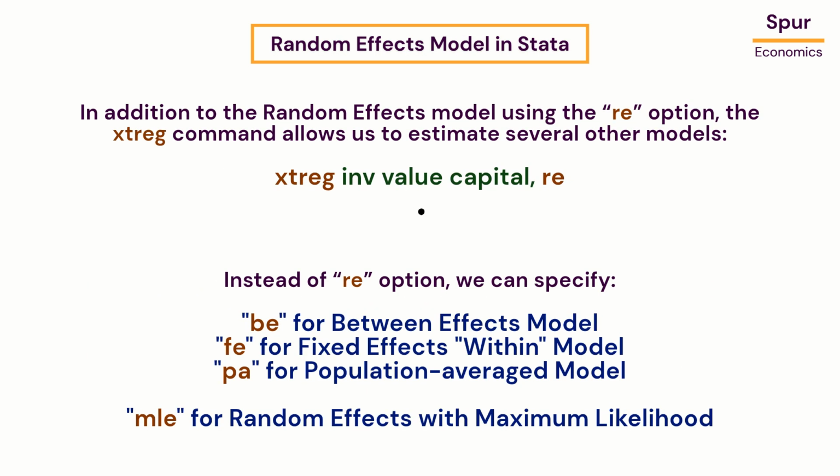In addition to the random effects model using the RE option, the xtreg command allows us to estimate several other models. Instead of RE, we can specify BE for a between effects model, FE for fixed effects within model, and PA for a population averaged model. Moreover, we can also estimate the random effects model with maximum likelihood estimator using the MLE option instead of RE.